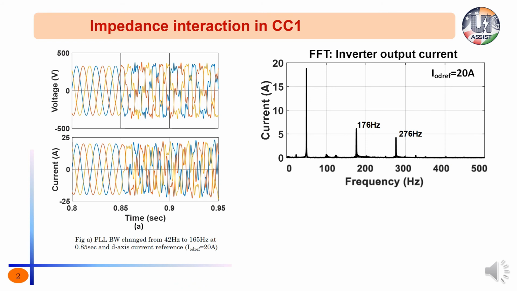But there is one more harmonic generated at 176 Hz, which is called a frequency coupled harmonic. And these kinds of harmonics are very common in PLL based control systems. Apart from that, notice here that the reference current for the inverter is 20 amps for both PLL bandwidth cases.